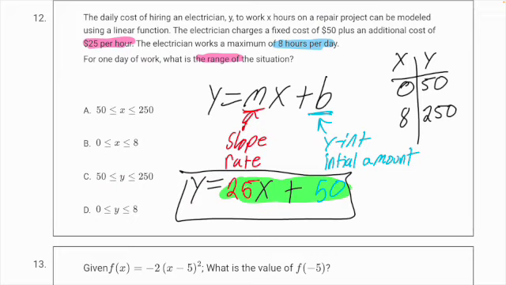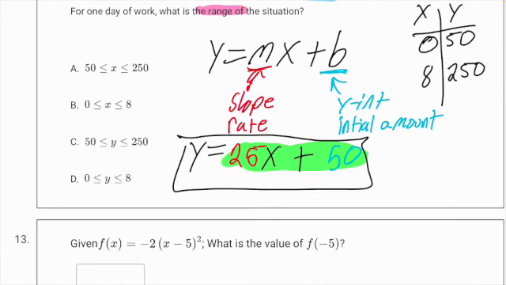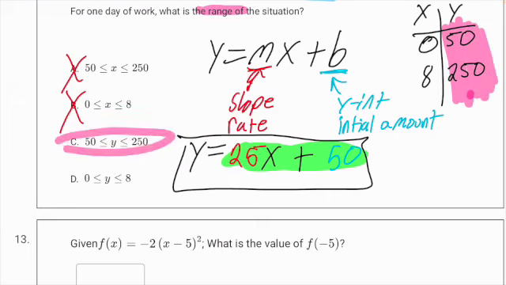Now, guys, what we're looking for is the range of my situation. Jasmine, if we're talking about range, are we talking about x's or y's? Y's, good. Guys, if we're talking about our y's, we can get rid of A, we can get rid of B. And our y values are these values on the right. So which one has the correct values between 50 and 250? C. I didn't say you were right.